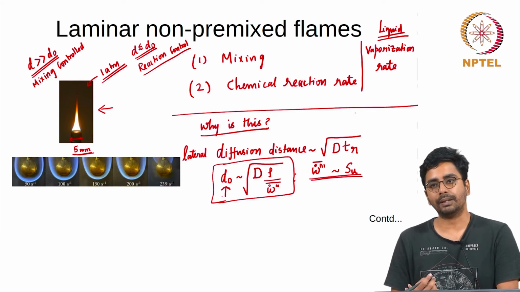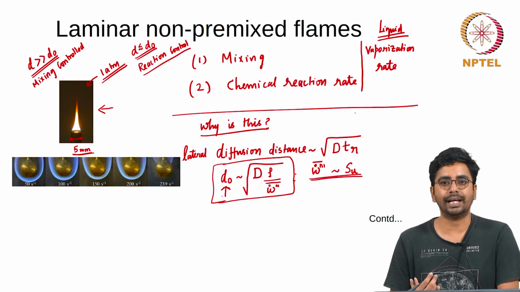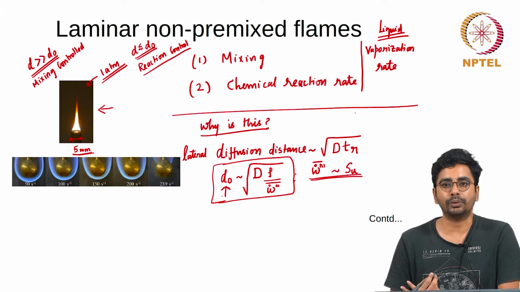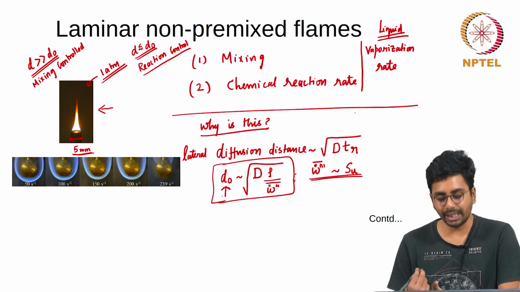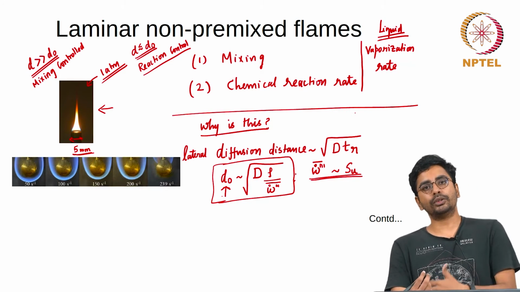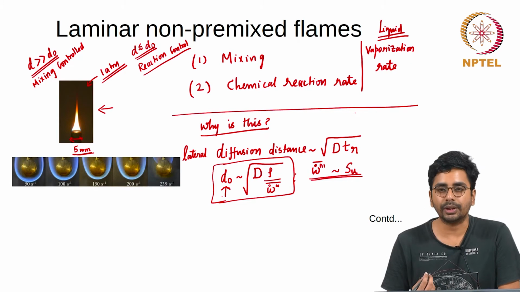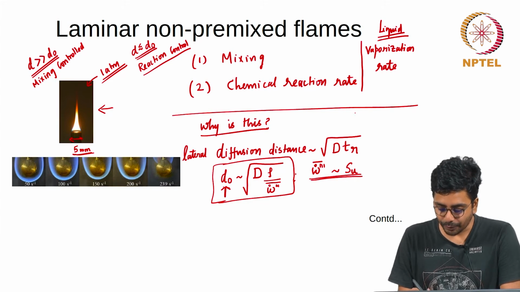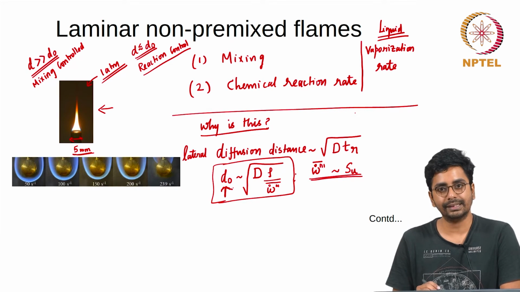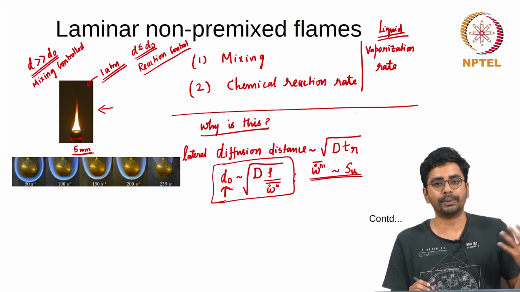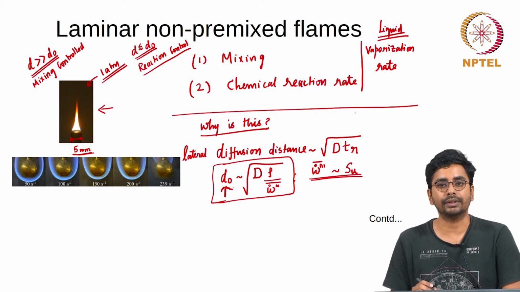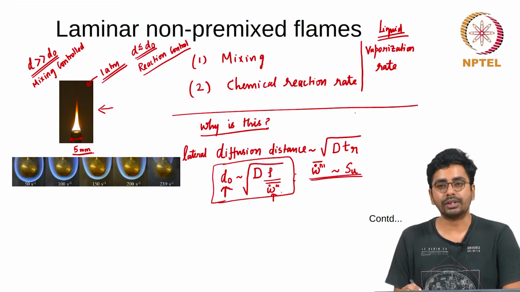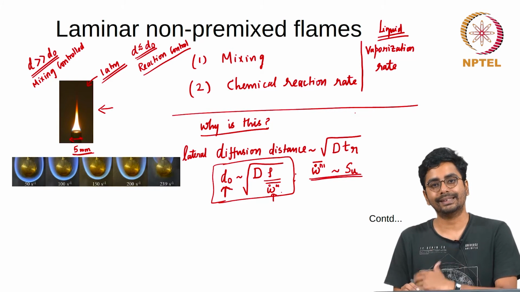Typically, at atmospheric pressures and fuel jet diameters of the order of a few millimeters, the non-premixed flame is controlled only by mixing, only by diffusion. For it to become a reaction controlled flame, the diffusion distance has to increase, it has to become comparable to the diameter of the fuel jet, and for that to happen the average reaction rate has to decrease substantially.